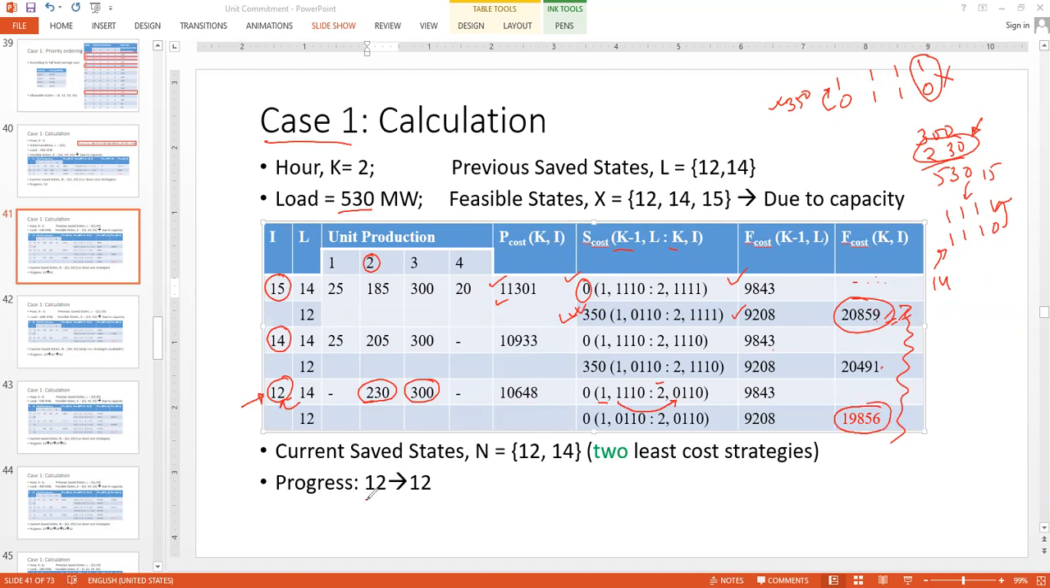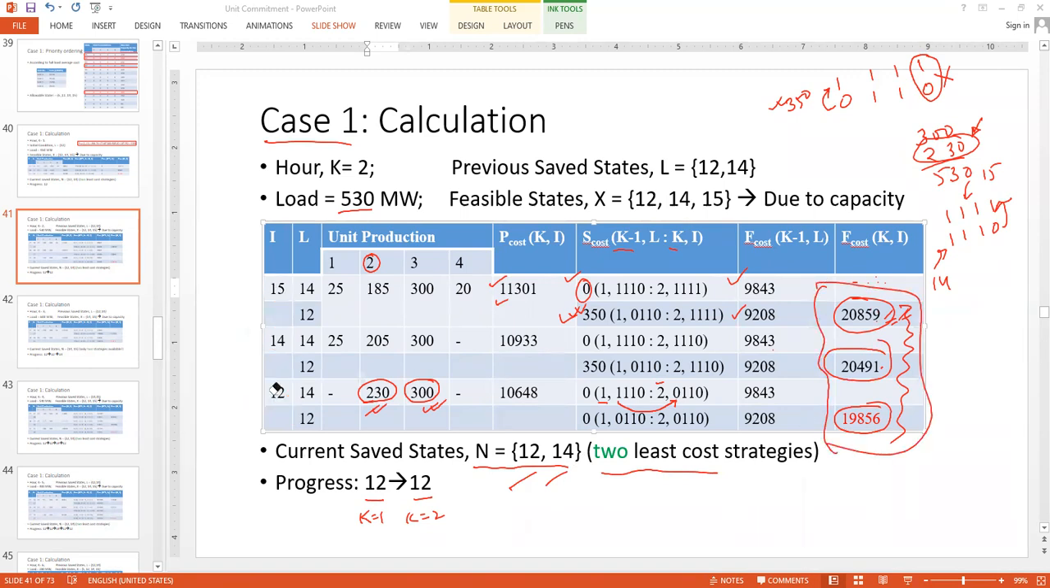and we find that, again, this transition is the minimum. So the progress would be 12 to 12. So our 1 and our 2, we still remain on the same state. We still continue with the same state of 12. That means we still decide to turn on only unit 2 and unit 3. Unit 1 and unit 4 are off, but we choose to have these two stored, the two least cost strategy, and that is still 12 and 14 are the winners after comparing these three.